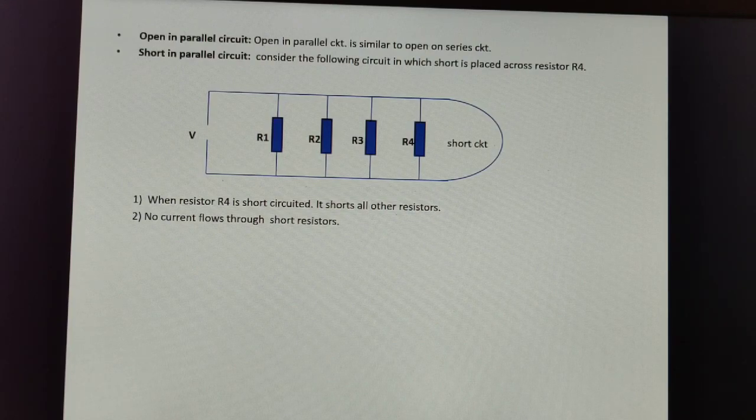Then open in parallel circuit. When circuit is open, then it is similar to open in series circuit.